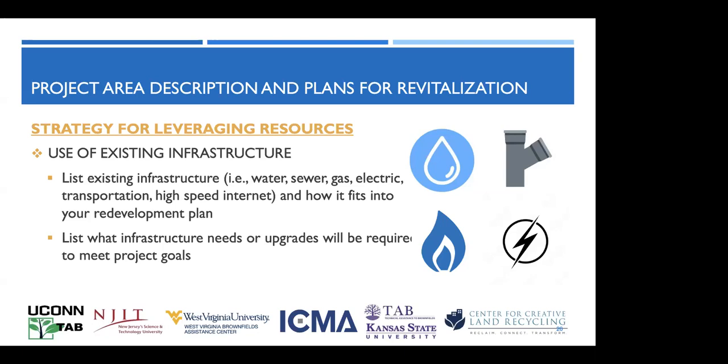So, use of existing infrastructure. In this section, all you want to do is list what existing infrastructure is relevant to your site. So that would be water, sewer, gas, electric. What kind of transportation access is there? Do you have high-speed internet, things of that nature? And you want to talk about how that infrastructure fits into your redevelopment plan. You also want to list what infrastructure you will need to either have put in or upgrades to the existing to meet the project goals.